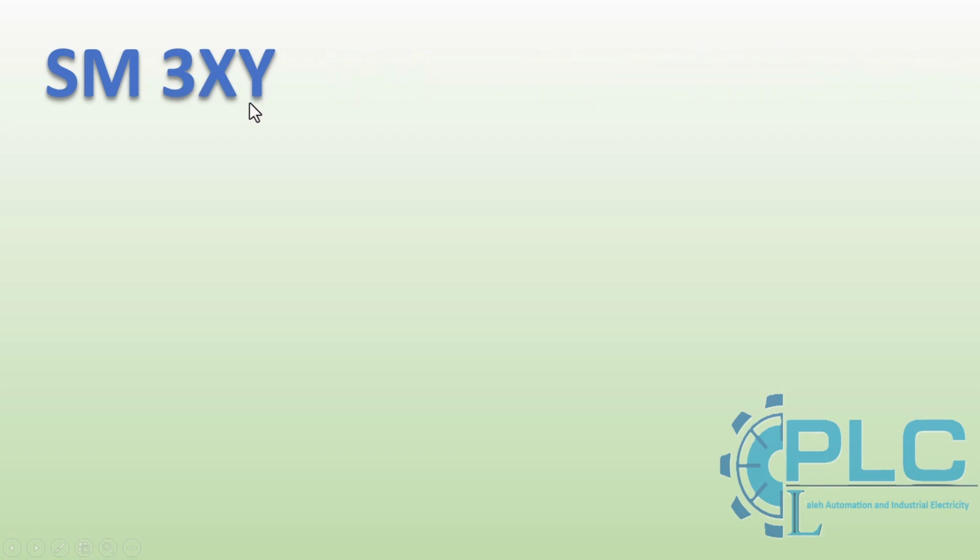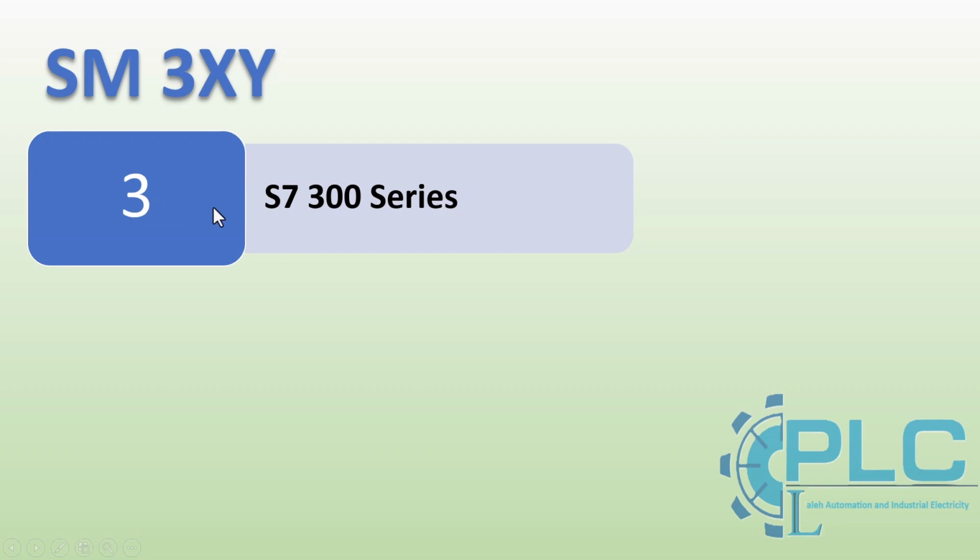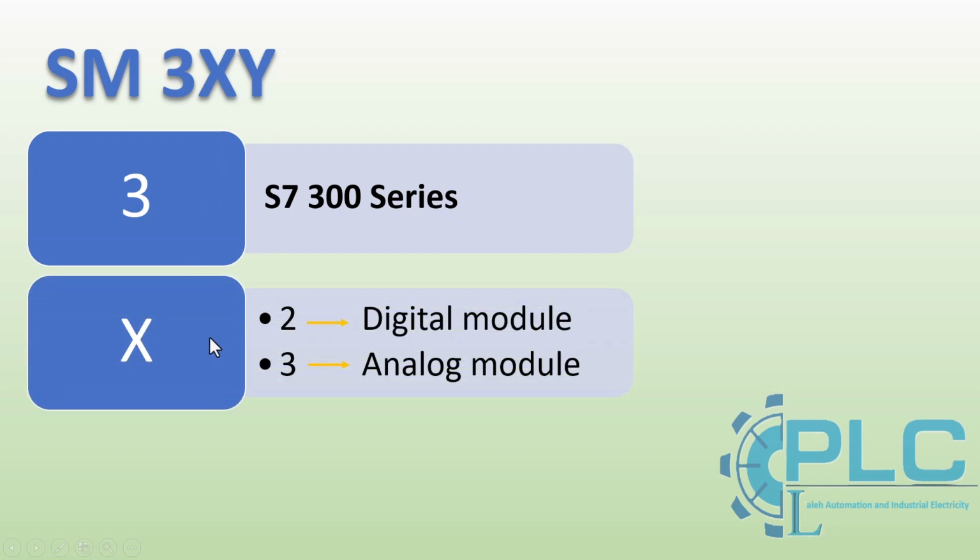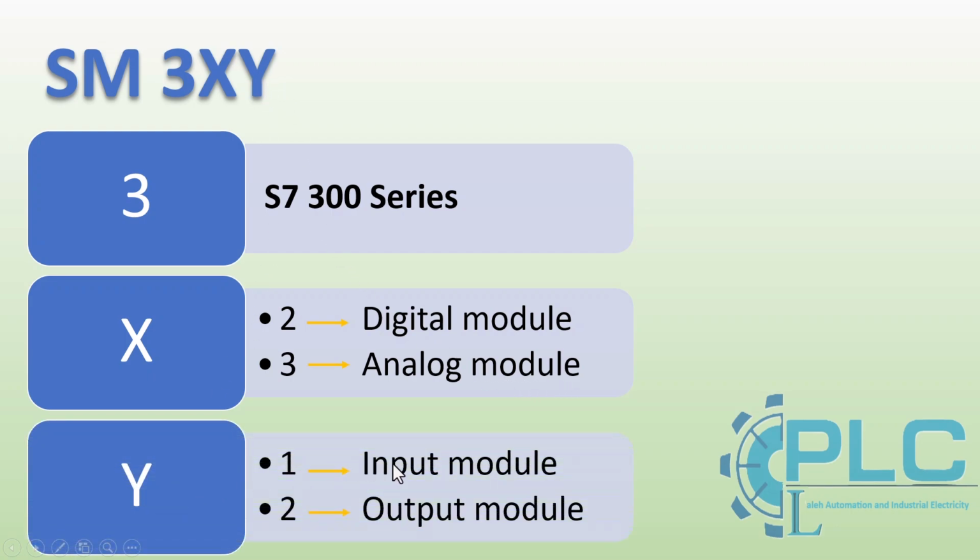SM3XY. The first digit, 3, indicates that the module belongs to the S7-300 series. The second digit, X, tells us whether the module is digital or analog. If X equals 2, it refers to a digital module. If X equals 3, it refers to an analog module. The third digit, Y, specifies whether the module is an input or output. If Y equals 1, it refers to an input module. If Y equals 2, it refers to an output module.